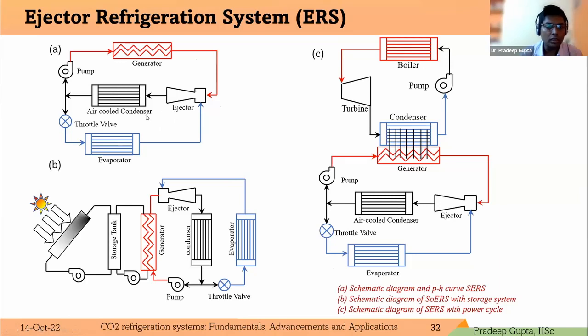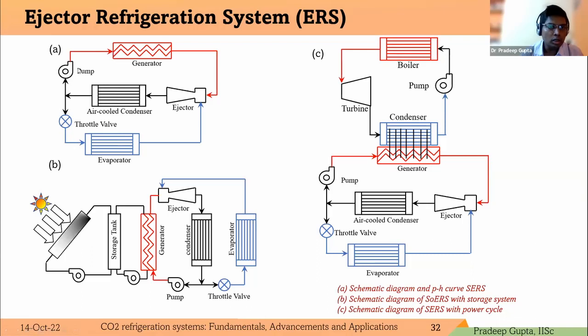So here is the simple ejector refrigeration system, where the ejector has been used in place of the mechanical compressor, or the ejector is used as a compression device. The main principle of this system is that after the condenser we pump the liquid to high pressure, and the power required for this pump is almost 10% of what we require for the mechanical compression to compress the vapor.